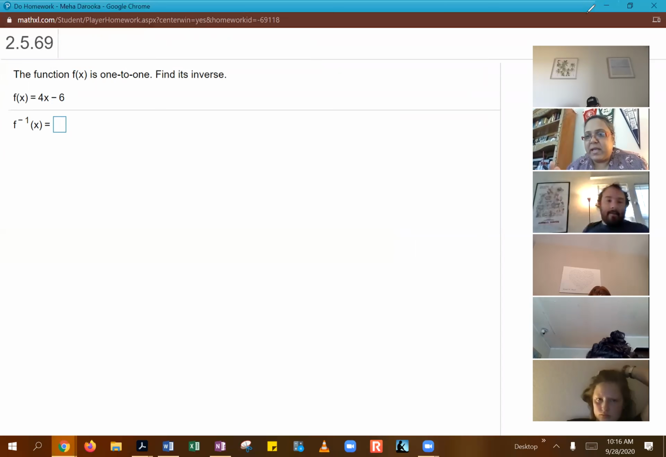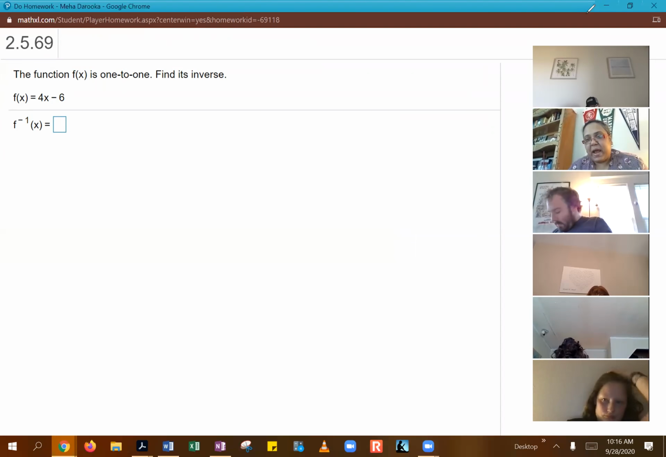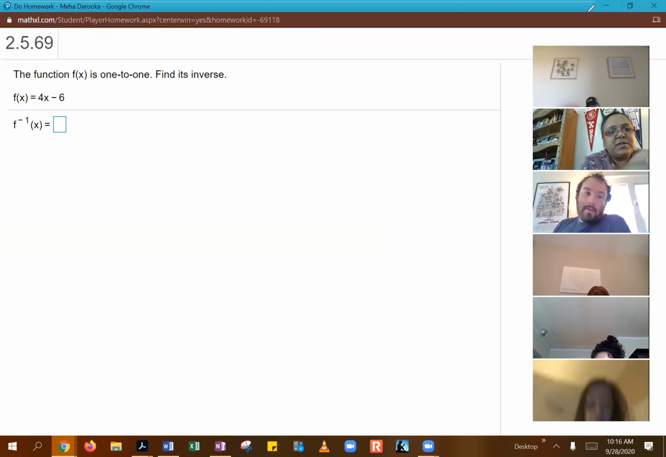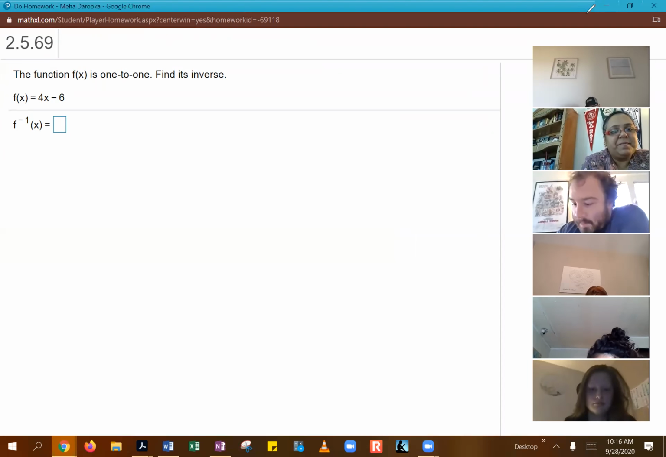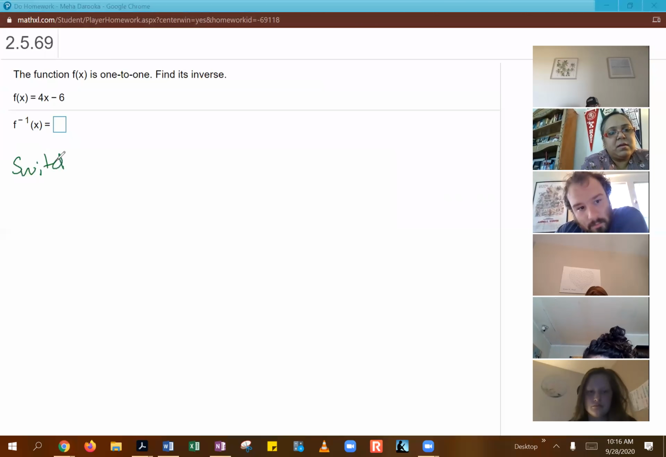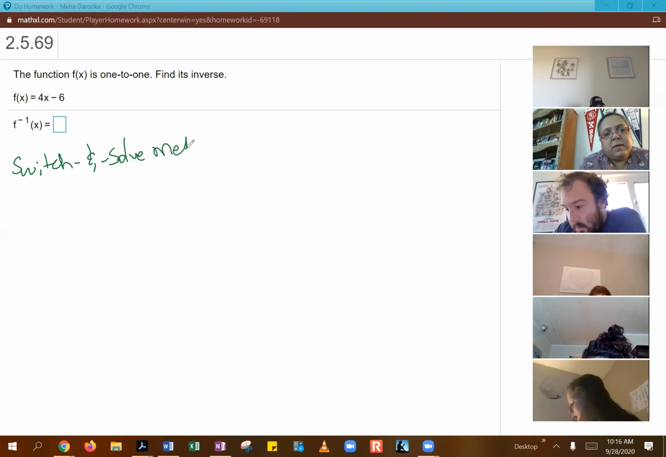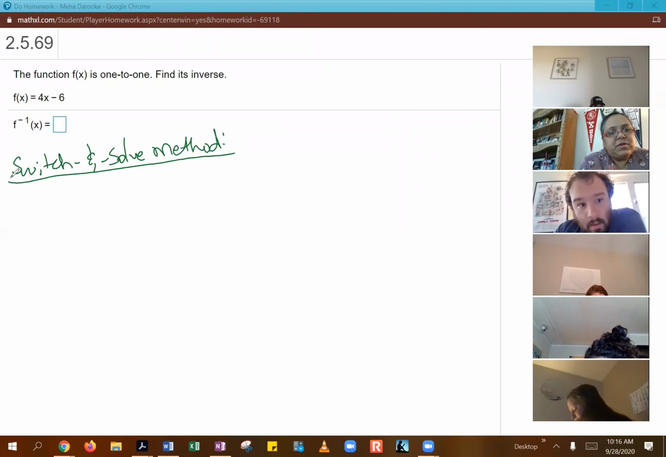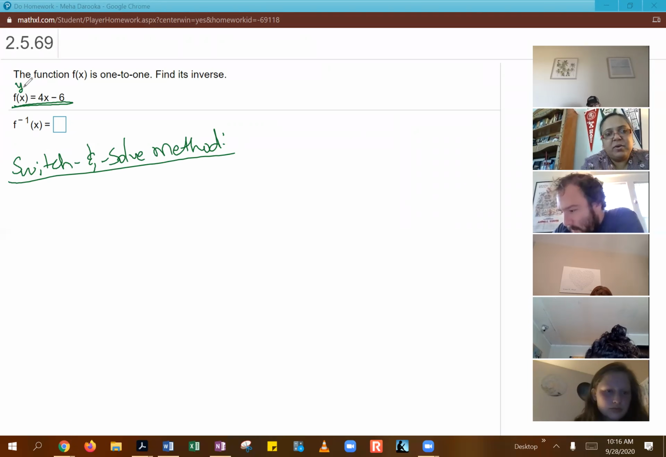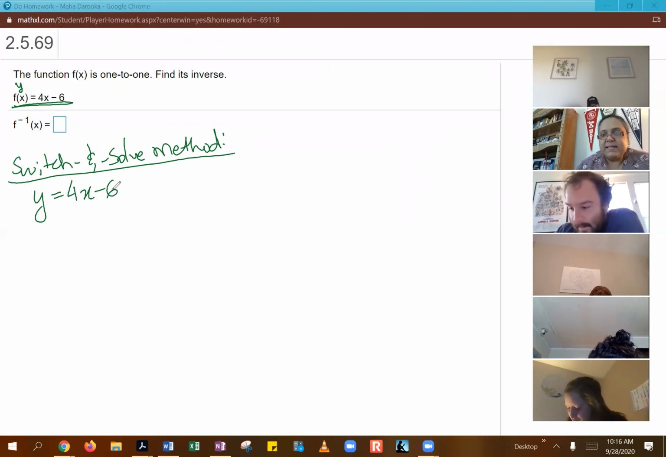There are two different ways I'm going to show you of how to find the inverse. And honestly, you will need to practice to see which one works best for you. So the first method is what we call the switch and solve method. In this case, we're going to start with our original function, but I am going to start by replacing my f of x with the y variable. So I'm actually going to write it as y equals 4x minus 6.